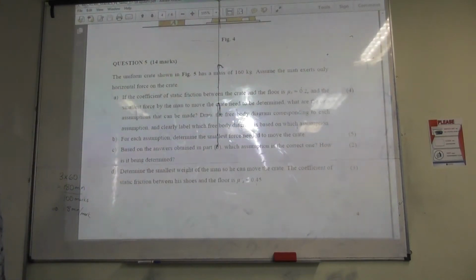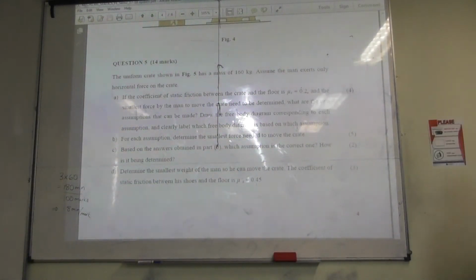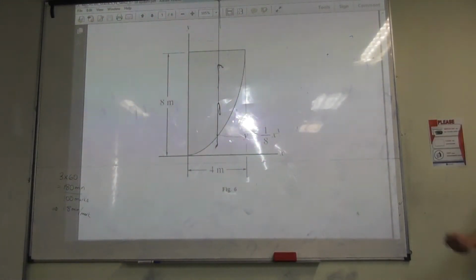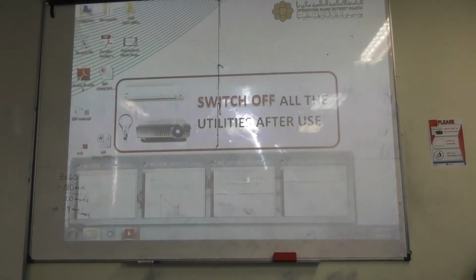What else? Alright, so that is for this part. There's this exam last semester, and then of course normally you'll have the integration question. You have the composite question, right? Some of you have seen this before, right?